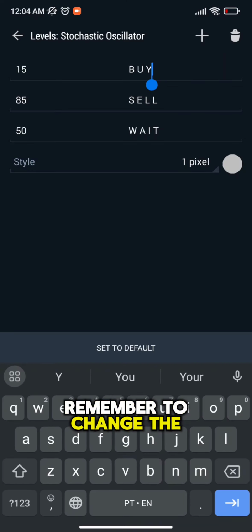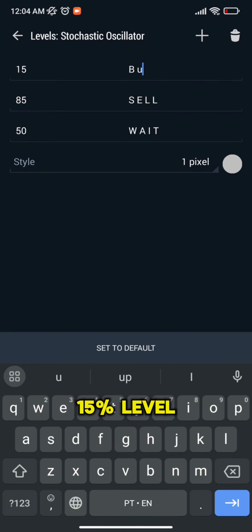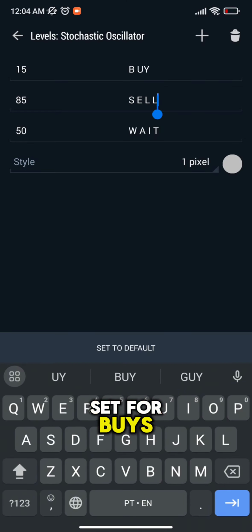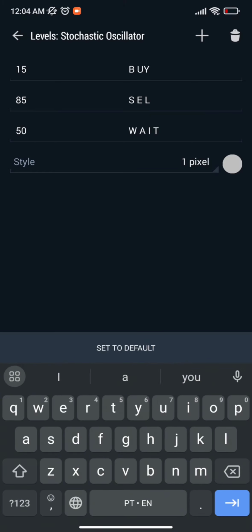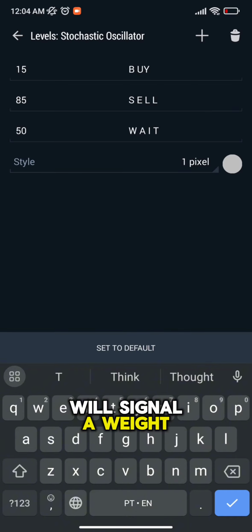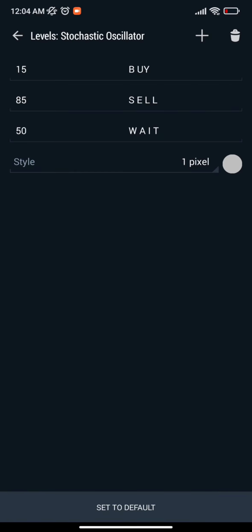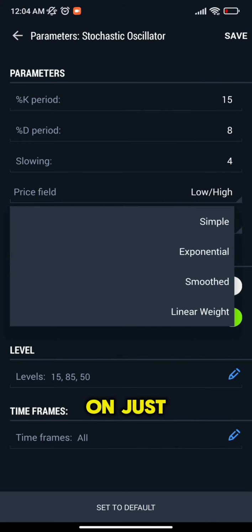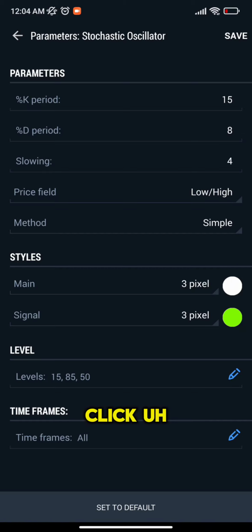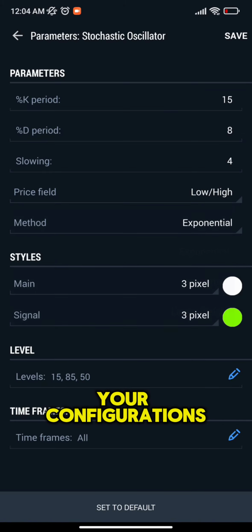Remember to change the levels. The 15% level will be set for buys, the 85% level will be set for sales, and the 50% level, as usual, will signal a wait signal, which is basically a zone where we're not allowed to buy nor sell. Remember that.